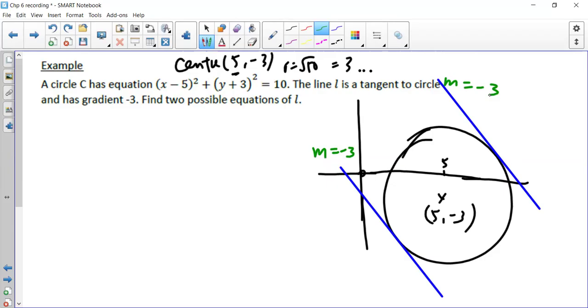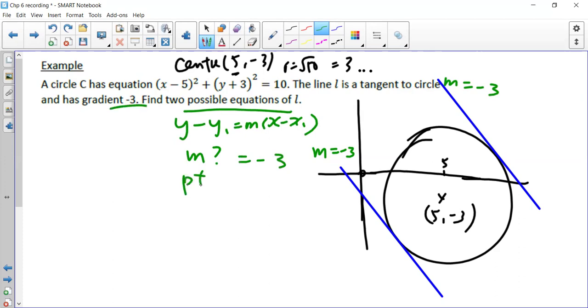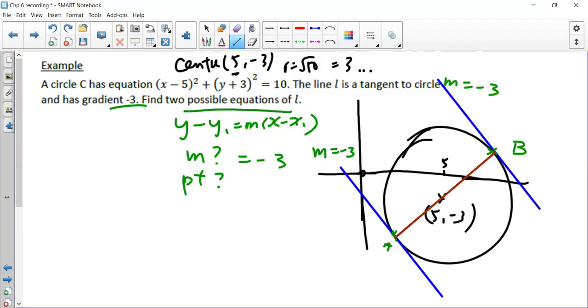So method number 1: we know two lines are y equals mx plus c. We want to find the equations of the two lines. Again, we need y minus y1 equals m(x minus x1). Have we got a gradient? Yes, we do: minus 3, because the question gave us. Have we got a point? No, we don't. Let's call these points A and B. The question is, what are the points A and B?